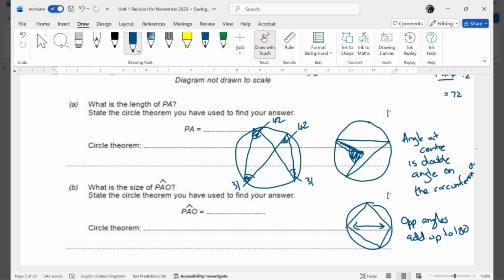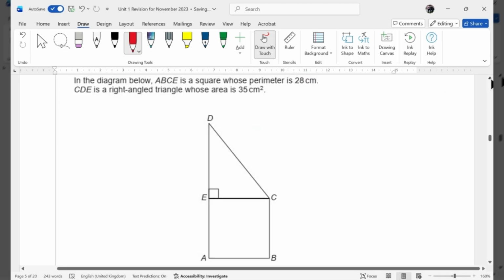There is an A and A star one called the alternate segment theorem. I'm going to go to the next question.